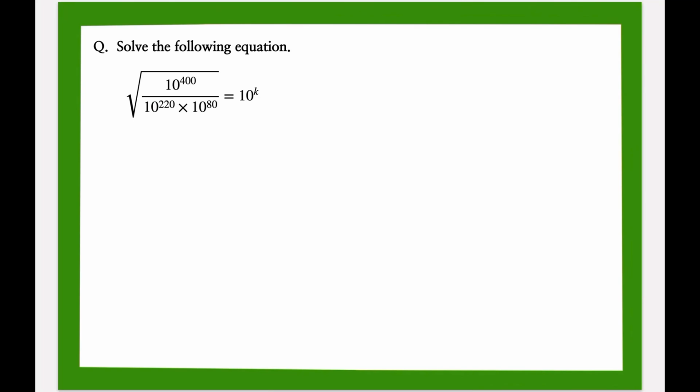Here is a question for today. You need to solve this following indices equation. It seems a little hard, but you can solve it step by step since the bases are all equal. So do you remember the indices rule?